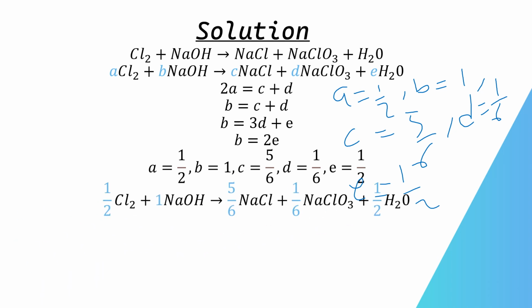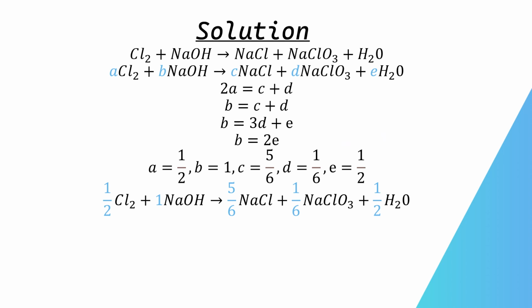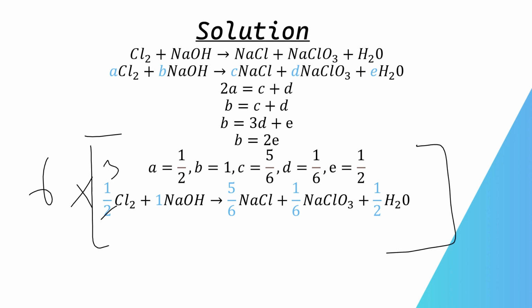So we have half Cl2 plus 1 NaOH going into 5 on 6 NaCl plus 1 on 6 NaClO3 plus 1 on 2 H2O. So we clear the fraction by the lowest common denominator, and that is 6. We clear by multiplying the whole thing by 6. So this one will give us 3. This one times 6, so 6. This one, the 6 will take off this one, 2. And this one times 6 will give us what?